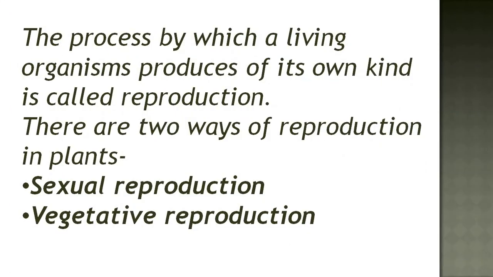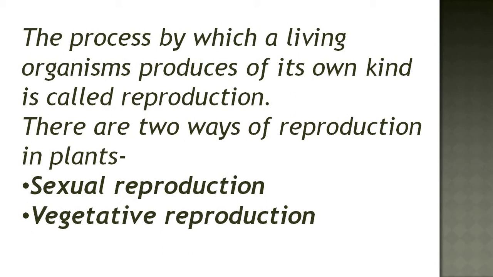First of all, what does reproduction mean? You all know that all living beings have a limited lifespan and they die sooner or later. So they all produce young ones like themselves during their lifetime. This is reproduction. So reproduction is the process by which a living organism produces its own kind. It means reproduction is the process by which any living organism produces their babies. So plants also reproduce so that their species may not die out.